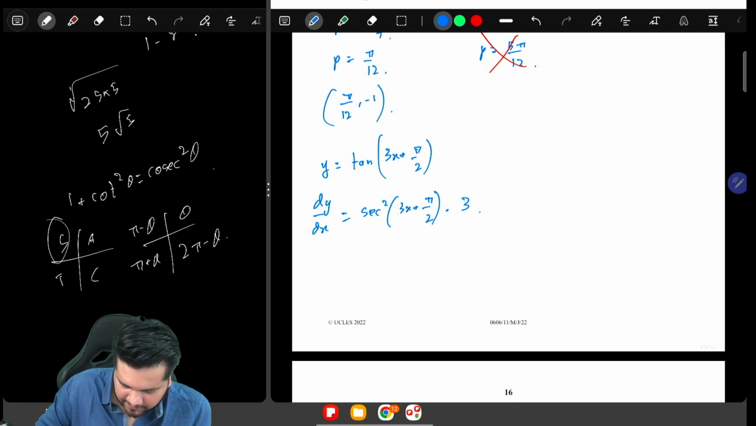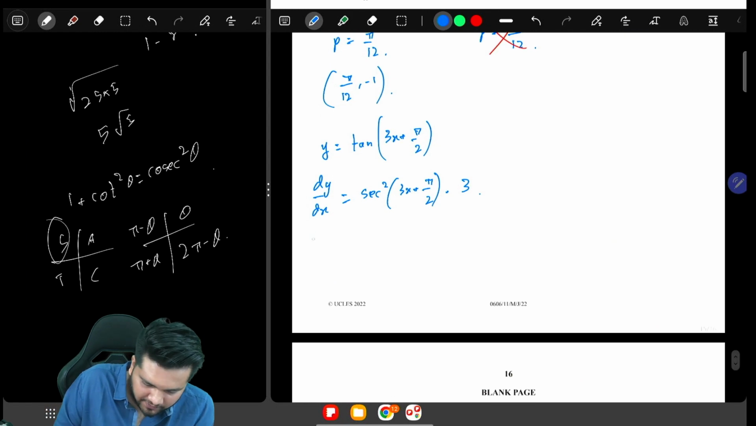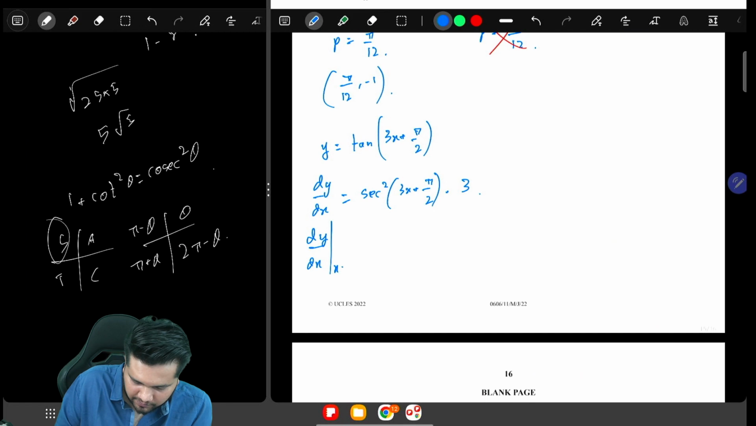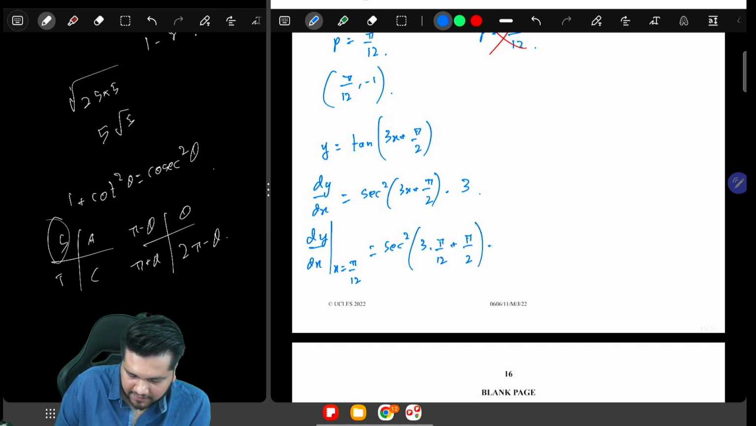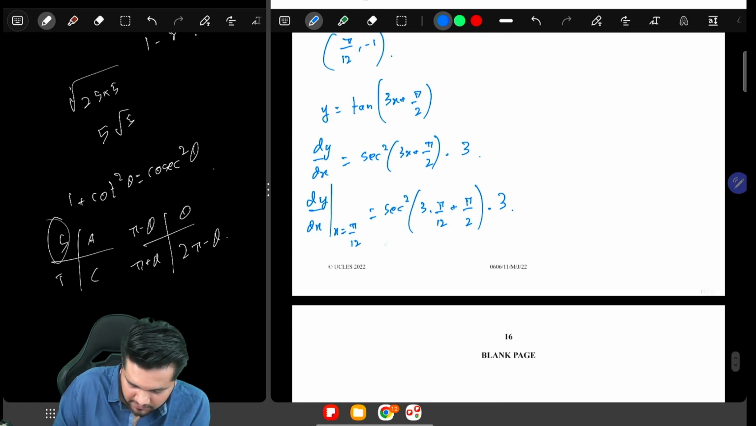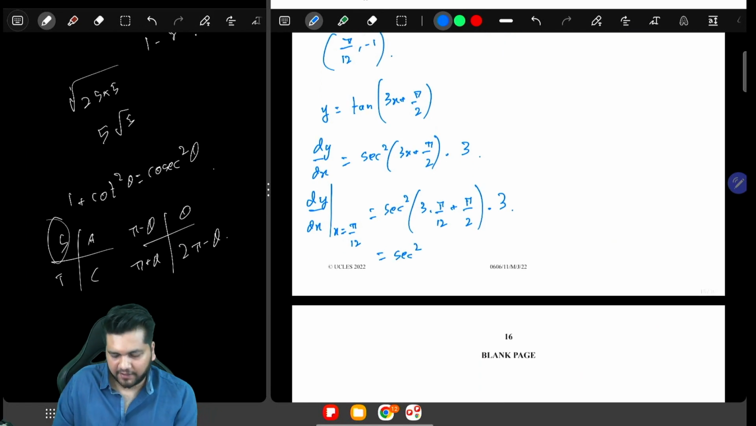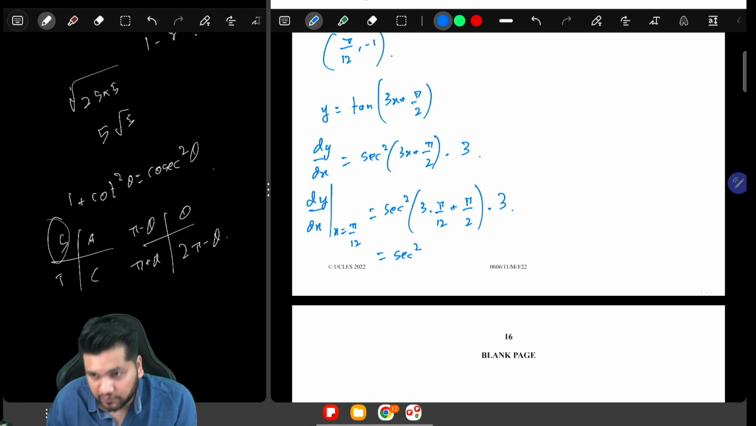Okay, so dy/dx is equal to sec²(3x + π/2) times the derivative of whatever is inside, which is 3. We need to find dy/dx, I mean the gradient, at x = π/12. So we'll get sec²(3 times π/12 + π/2), multiplied by 3. Remember that 3 is outside, of course. So it's going to be 3 sec²(π/4 + π/2).